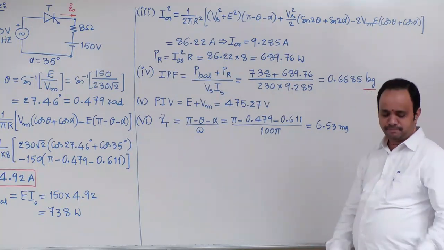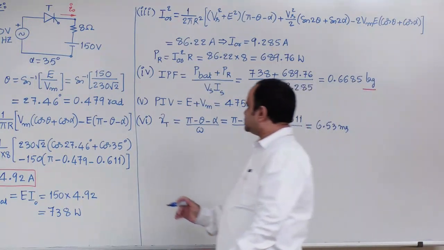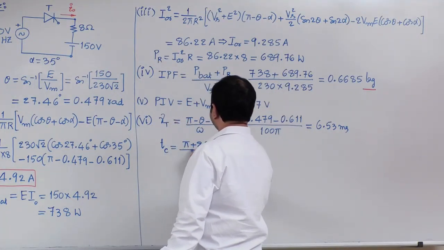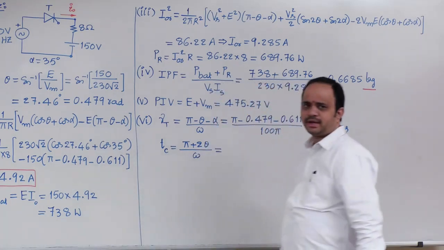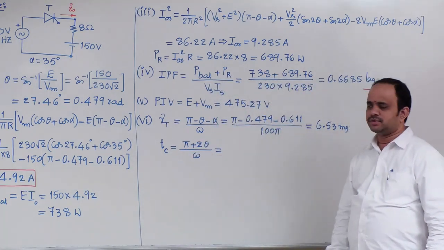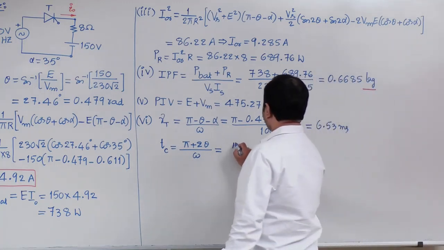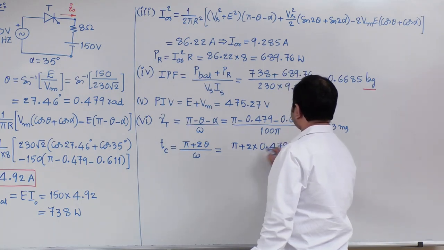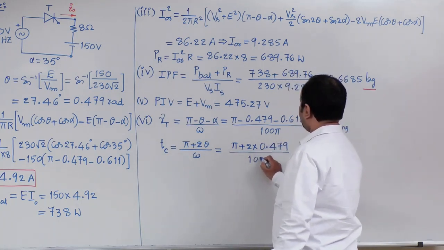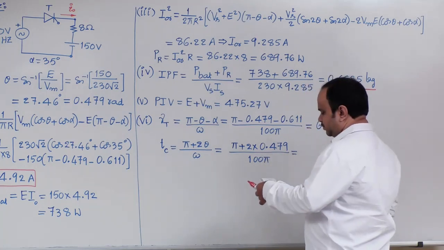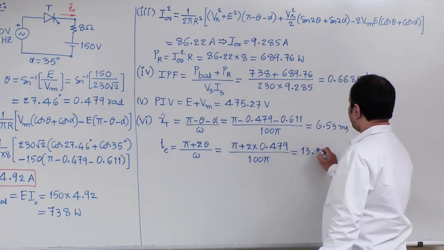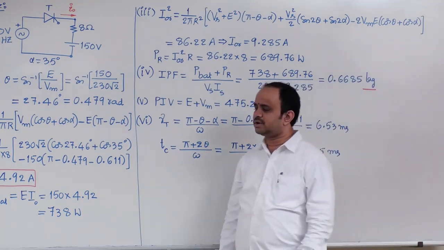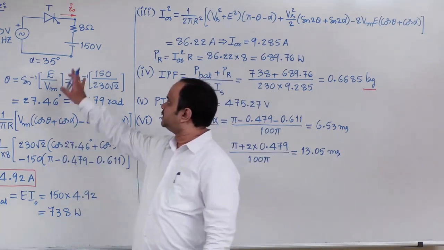That is conduction time in millisecond. Next, circuit turn off time, that is pi plus 2 theta divided by omega. Basically omega Tc is equal to pi plus 2 theta. So pi plus 2 into 0.479 divided by 100 pi. This value will come around 13.05 millisecond. So these are different calculations for this problem.